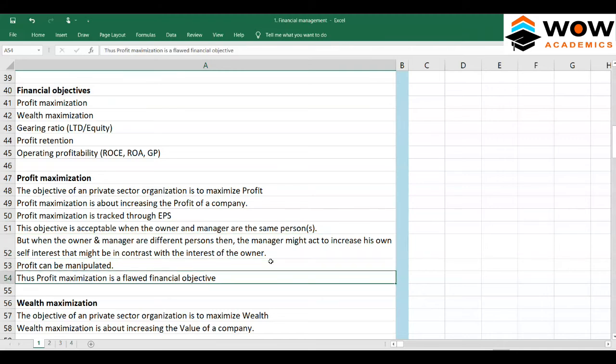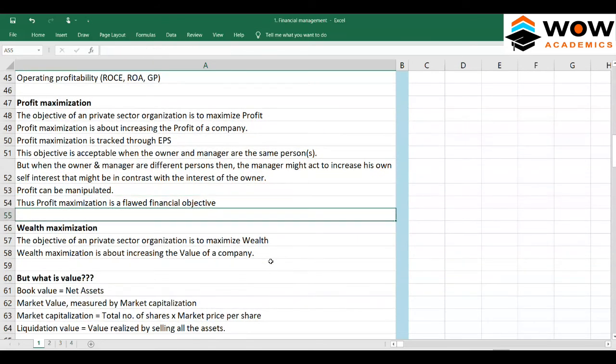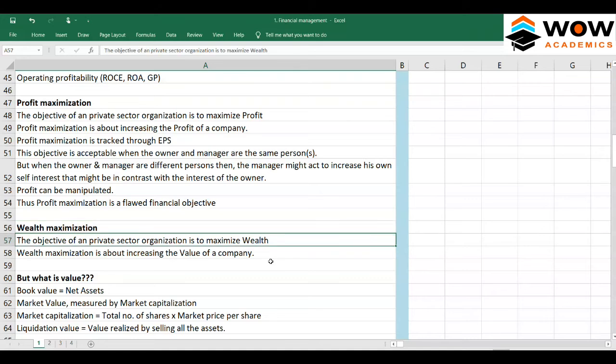Thus, profit maximization is a flawed financial objective. So profit maximization is not such a great idea here. A better idea, when the owner and the manager are different people, is wealth maximization. Our objective is to maximize wealth, but the problem is, what is wealth in a company? They have come to a conclusion that wealth maximization is about increasing the value of a company. So now the question is, what is value?